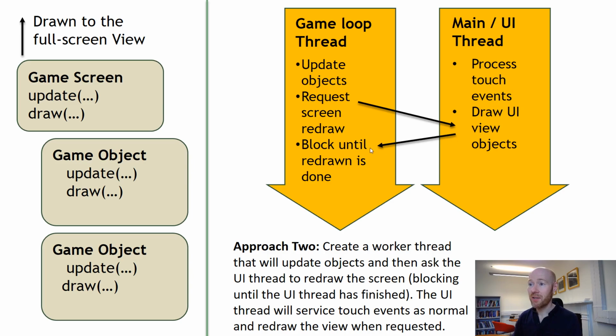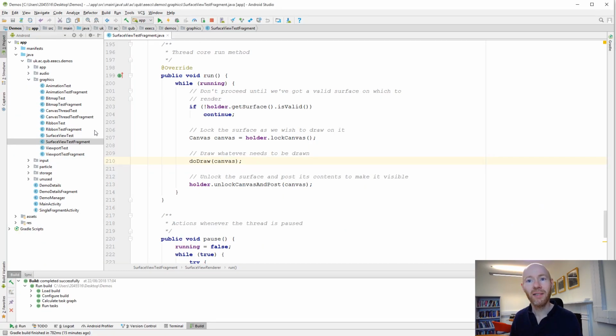Then we've got a bit of communication. The game loop's going to wait until the UI thread comes back and says, hey, I've drawn all of the objects. At which point our game thread can then say, fair enough, let me see if it's now time to update them again and to repeat that process. Okay, so this is the model.